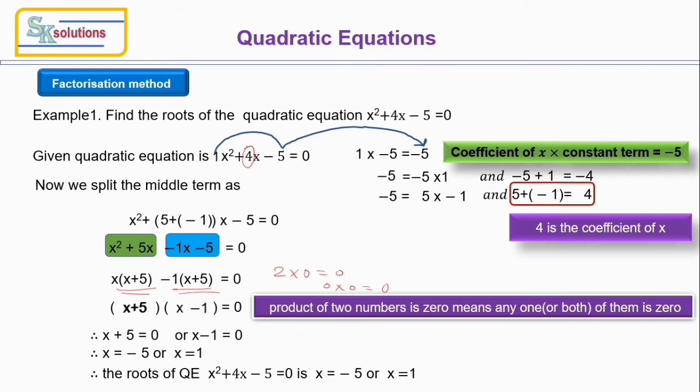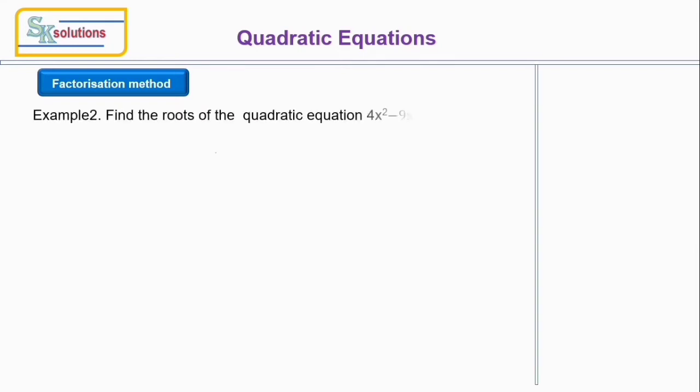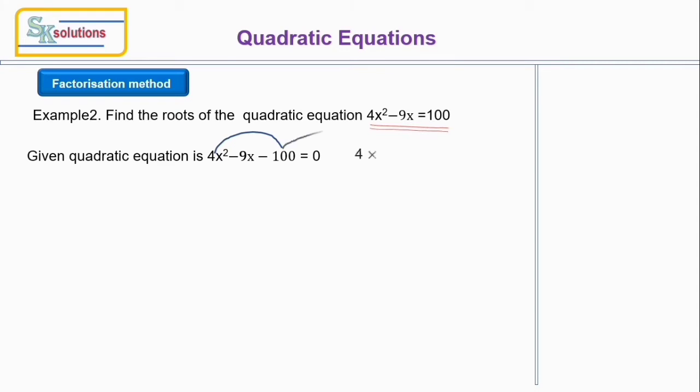Now we will take up an example where the coefficient of x is not 1. In that case, what will we do? So the second question is, find the roots of the quadratic equation 4x square minus 9x is equal to 100. Here you just check, this is not in the standard form. So first of all we need to write it in the standard form. So we write the given equation as 4x square minus 9x minus 100 is equal to 0. So we multiply 4 with negative 100 and we get minus 400.